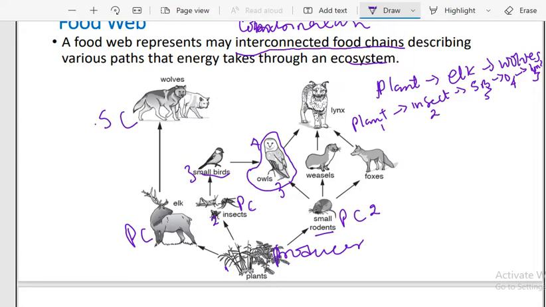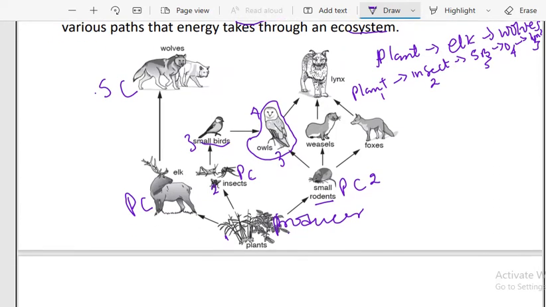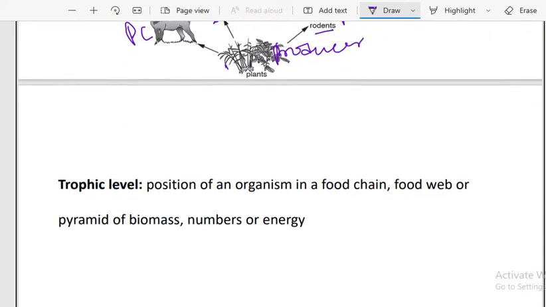You can decide to go this way: plant, small rodent, foxes, and lynx. That's 1, 2, 3, 4 still. So you can decide to make it plant, small rodent, owl, and lynx. That's another 4 trophic levels. So any one you're able to write in the exam, you get your mark. The basic thing is you should know that it flows using the arrow that represents energy flow. So now let's move on. I've explained this.